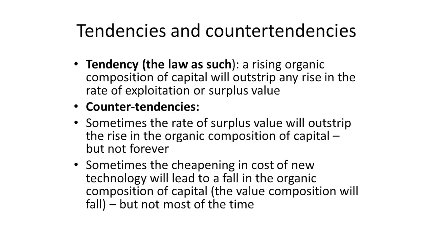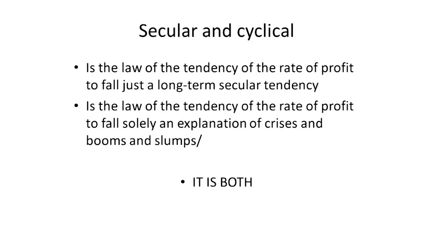So the organic composition of capital, the second law, that's another counter-tendency that Marx points out. Some people argue there's a long-term tendency for the rate of profit to fall. Marx is arguing that C over V will outstrip the ability of S over V to rise as a result of the use of machinery. So the rate of profit will fall over the long term.